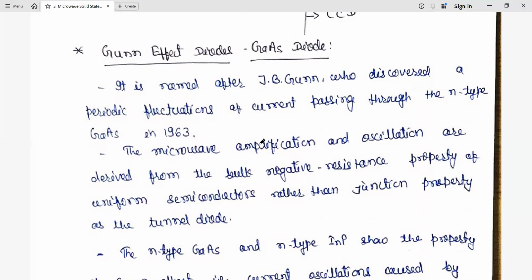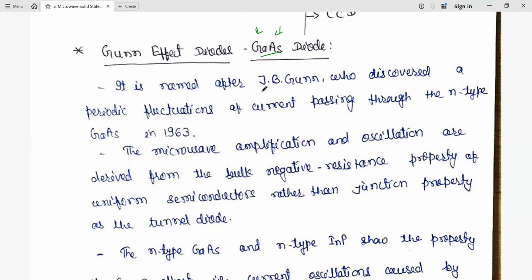Another material is gallium arsenide. Gallium arsenide is a compound semiconductor, whose elements are available in the third and fifth columns. By combining them, we get gallium arsenide. So this is an example of a compound semiconductor.